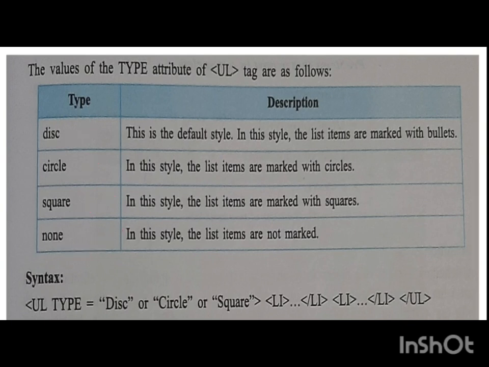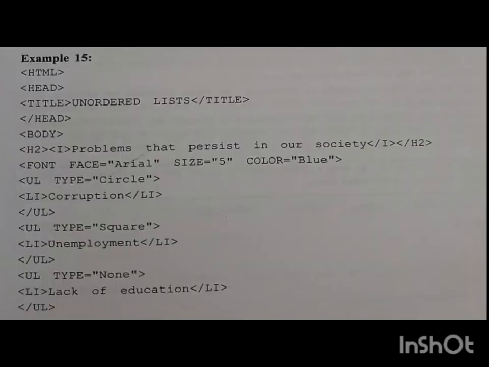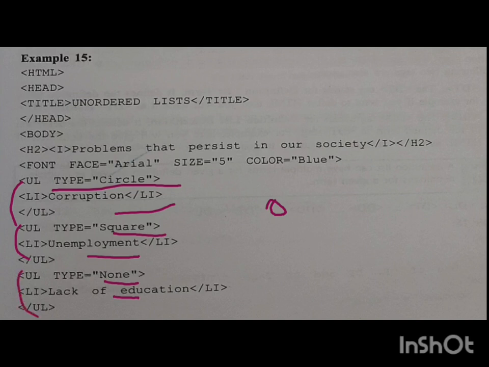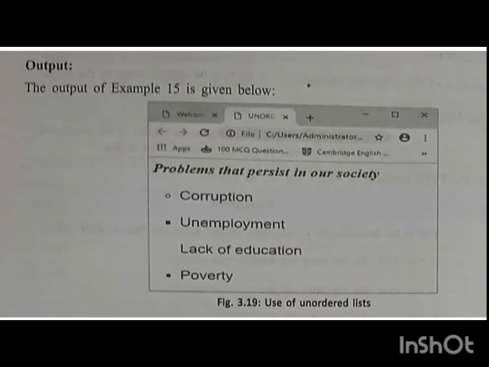There will be no bullet in the front. So class, how to do this? Now see this, from here our program starts. Here they have given ul type equals circle, corruption, so a circle will come and corruption will come. Square, unemployment. They have made three different lists, 1, 2 and 3, because all three cannot be given in a single list. So you can see that this is a circle, this is a square, and this is a disk.